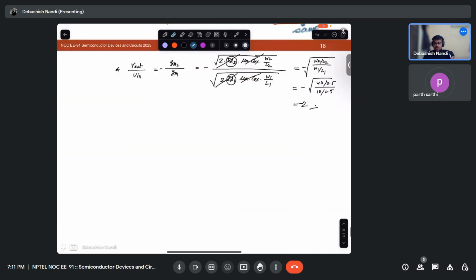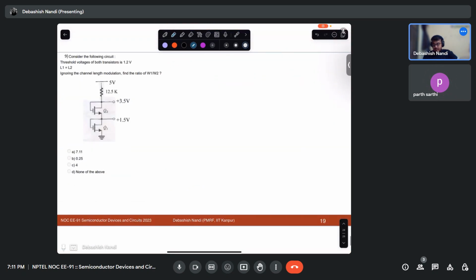Okay, so moving on to the next problem. Considering this threshold voltage, find the ratio of W1 over W2. Again, what is the crux? The crux is that it is a series combination, so this current should be the same, right? So what is the current flowing in this case, ignoring the channel length modulation?